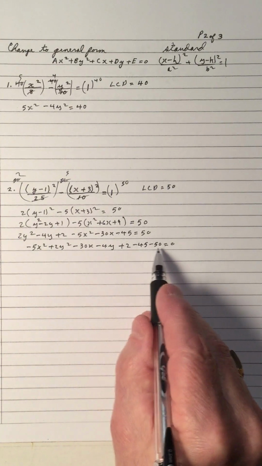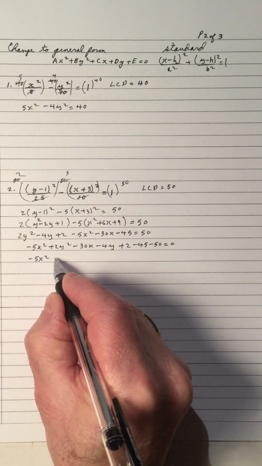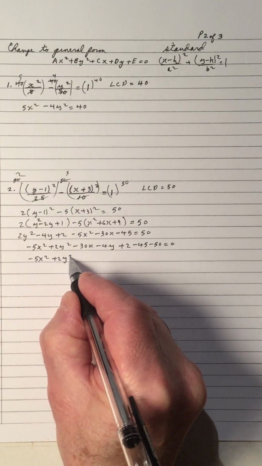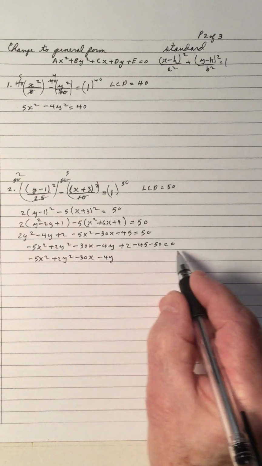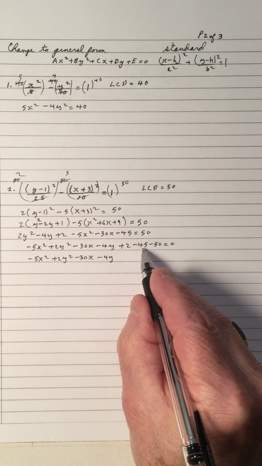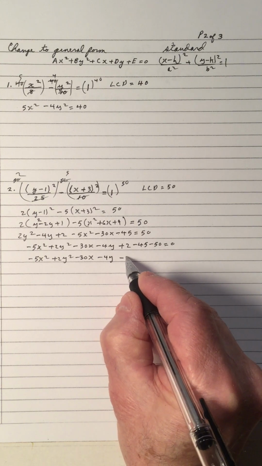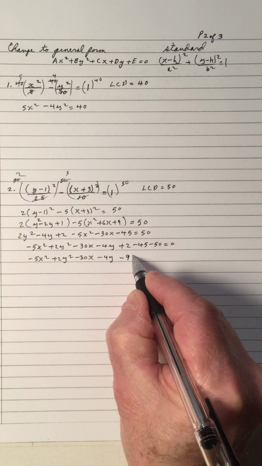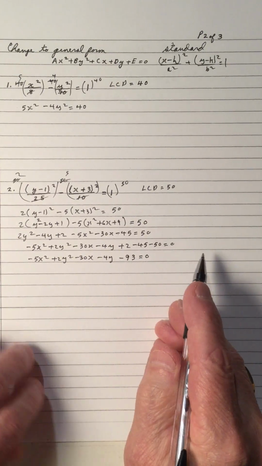So just to make sure everything is okay. I have a negative 5x squared plus 2y squared. This won't change because there are no more terms there like it. But here we have a negative 95. So that's a negative 93 equals 0. So that's the general form.